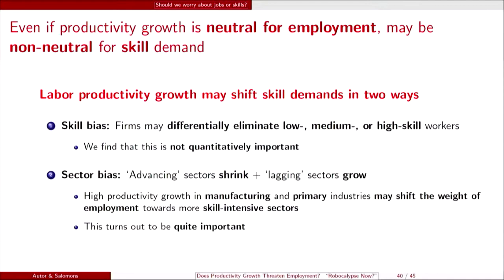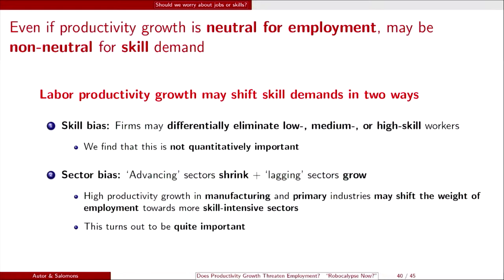But there's another channel that could be important, which is this unbalanced growth, that as high advancing sectors shrink, if their skill mix is different from the rest of the aggregate economy, that may shift aggregate demand for skills in a non-neutral way.